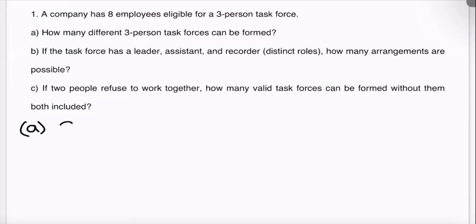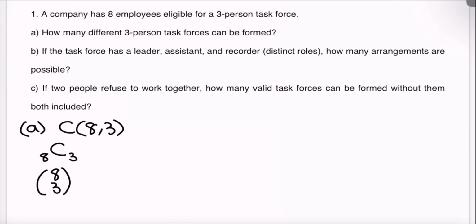So I'm going to write C, comma 8, comma 3. Or another way we could write this is 8C3 this way. Or another way we could write this is 8 choose 3 this way. Whatever way you choose to write it, any of these is correct. The reason I'm writing 8 and 3 is because there's 8 eligible employees, so we're picking from 8 people, and the number of people we're actually picking is 3.